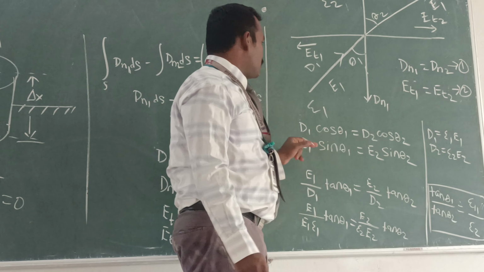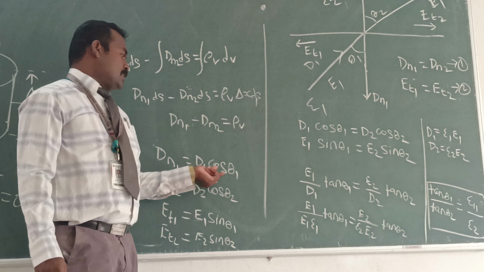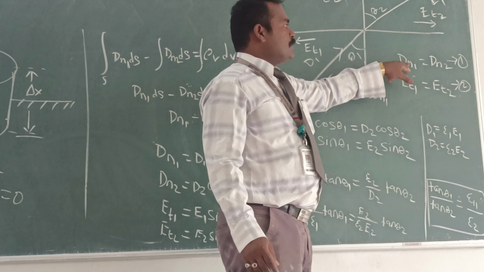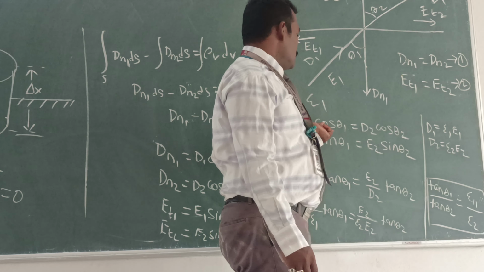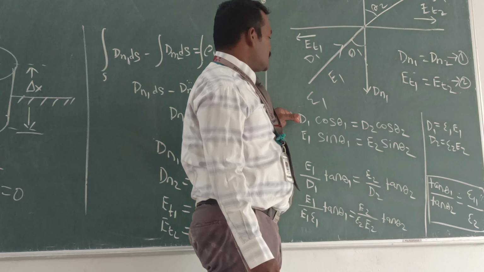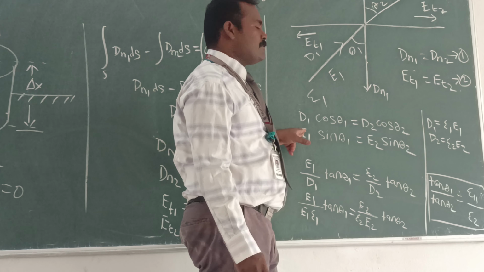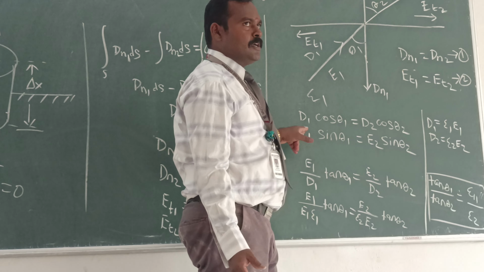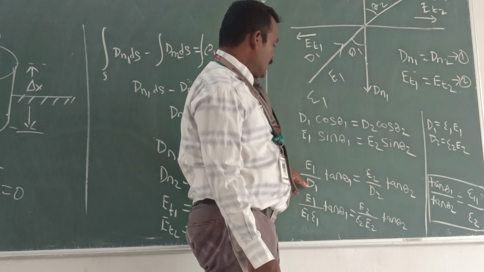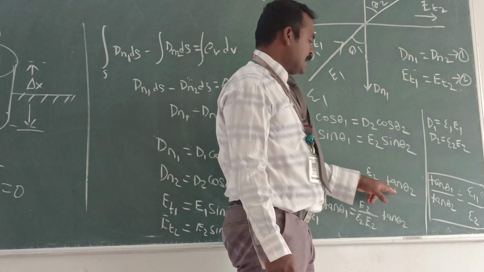So for Dn1 we have already derived the expression here: Dn1 equals D1 cos theta 1, Dn2 equals D2 cos theta 2. So you can substitute in equation 1 as well as equation 2, and you may get like that. You can divide both expressions, because without the electric field, the electric flux density will never appear, right? Both are essential. So you may divide the two expressions. So E1 by D1, so sin by cos, tan theta 1. Similarly E2 by D2, so here tan theta 2.